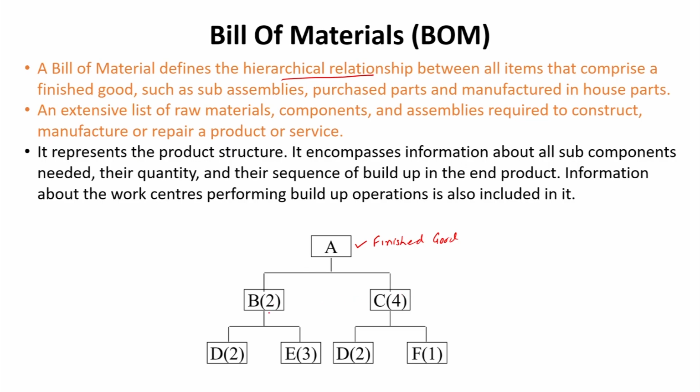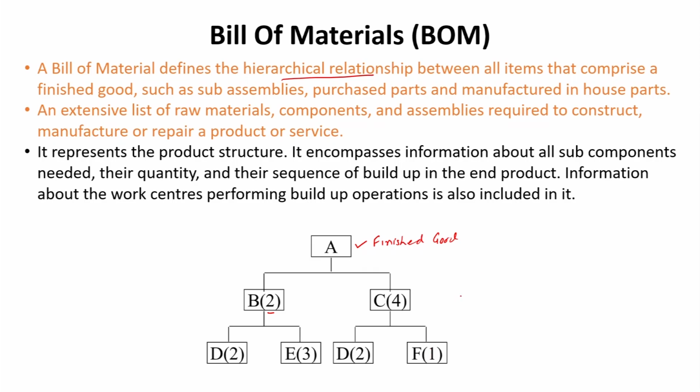2 units of B are required to manufacture 1 unit of A. 4 units of C are required to manufacture 1 unit of A. Further, to manufacture 1 unit of B sub-assembly, I need 2 components, that is D and E. 2 units of D are required and 3 units of E are required. Similarly, to manufacture 1 unit of C, 2 units of D are required and 1 unit of F is required.